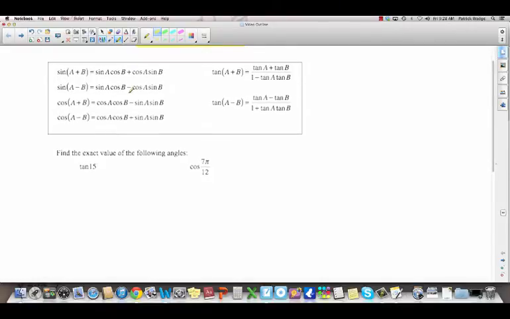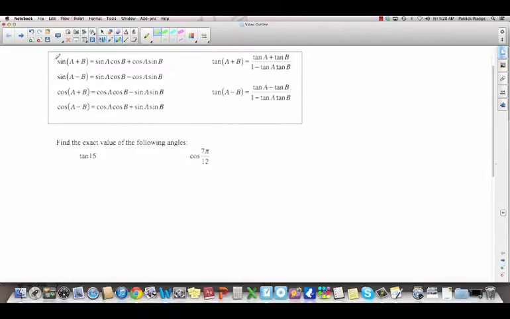Okay, now what do we do with these things? Well, there's all sorts of different questions. One sort of thing that you commonly have to do is find the exact value, so we're not going to use our calculator here and find a decimal. We want an exact answer of tan 15. But that's not one of the special angles. What you can do is get that angle, 15 degrees, by taking 2 of the angles we do know exactly.